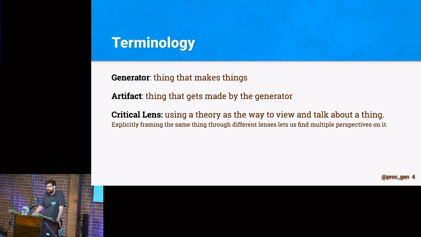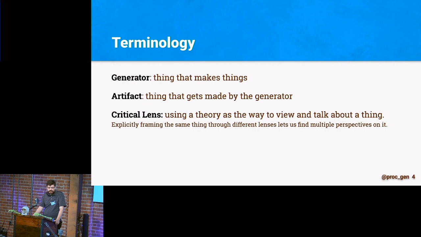A generator is pretty straightforward. It's a thing that makes things. An artifact is a term that I've been using for a thing that the generator makes, which, yes, gets a little bit confusing when I start talking about roguelike artifacts and generator artifacts, but we'll run with it.